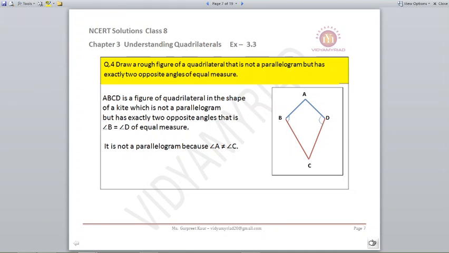Question number 4. You need to draw a figure of a quadrilateral that is not a parallelogram but has exactly two opposite angles of equal measure. Now you have to draw a quadrilateral. Quadrilateral means it will be made up of 4 line segments. And it is saying that it should not be a parallelogram. So that means we can draw a shape of a kite. Kite is not a parallelogram.